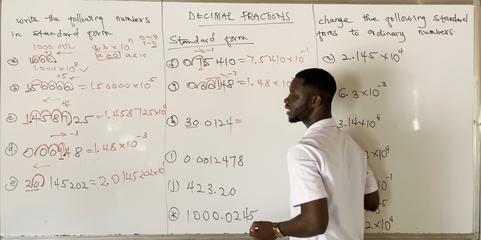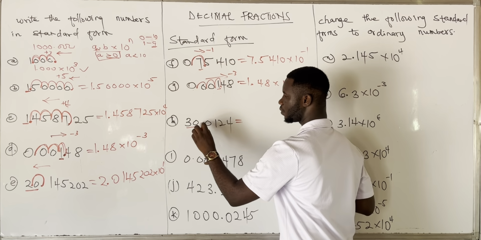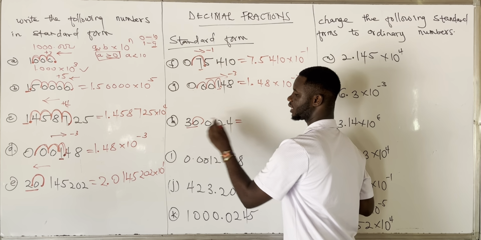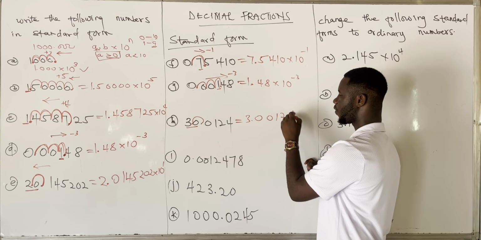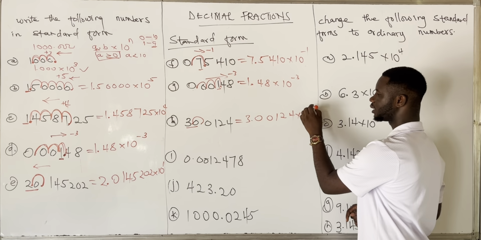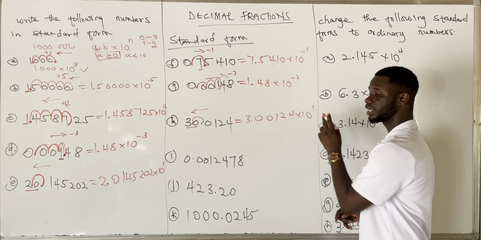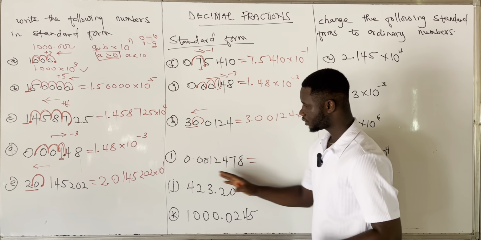Our A is greater than 10. So we have to get a number that is less than 10. So here we have to move to this side to get 3.00124 times 10 raised to the power. How many times do we move? Only 1. So we get power what? 1. We move to our left, so we are going to get an exponent of positive 1. Let's solve the last one.